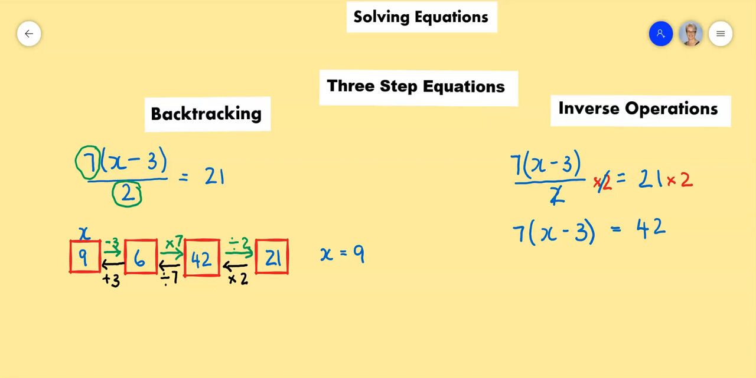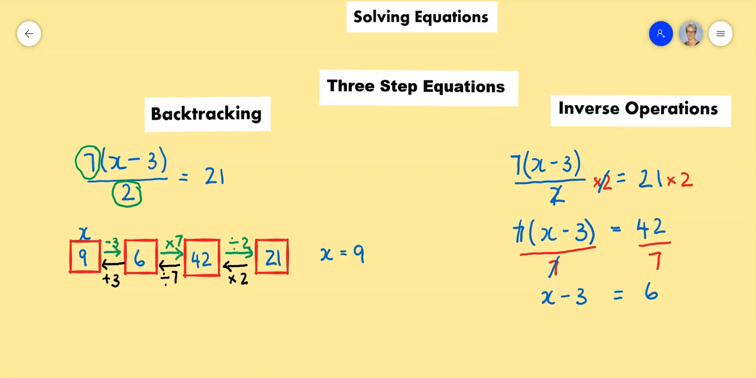Then the second thing we had to do to undo our equation was to divide by 7. So we're going to divide both sides of the equation by 7. Now, times 7 and divided by 7 will cancel out. So we are left with x minus 3 is equal to 42 divided by 7, which is 6. Now, because x minus 3 is now left on its own, we don't have to use the bracket. We can leave the bracket off.